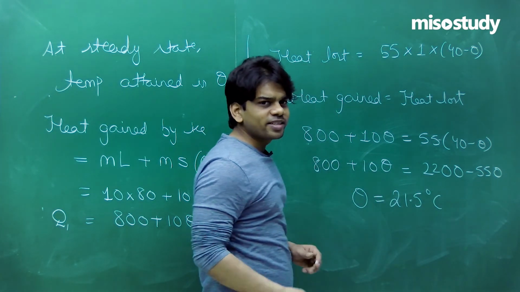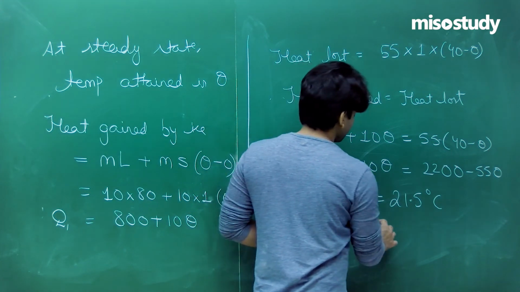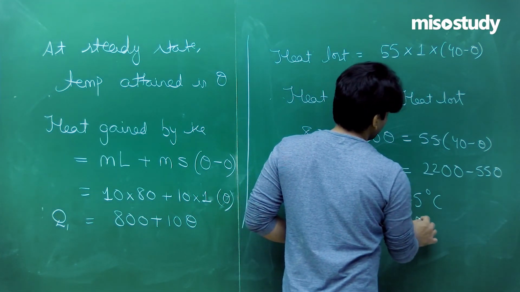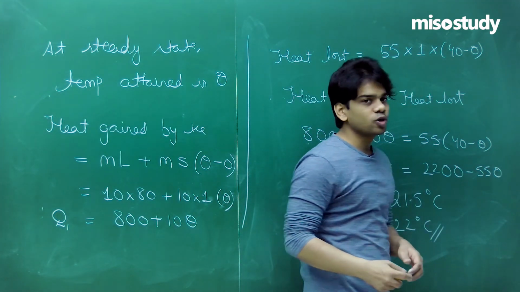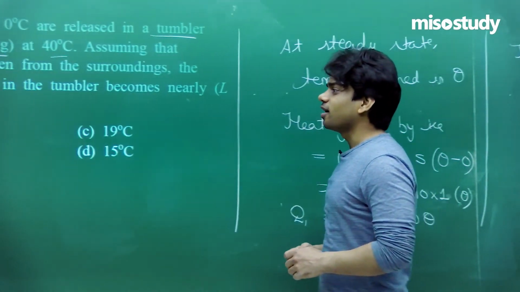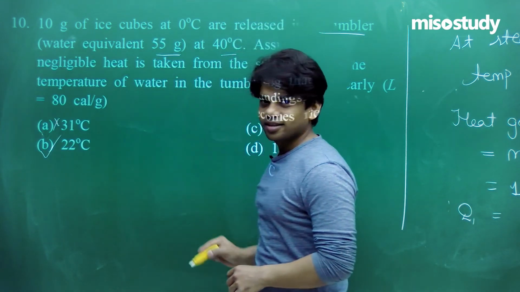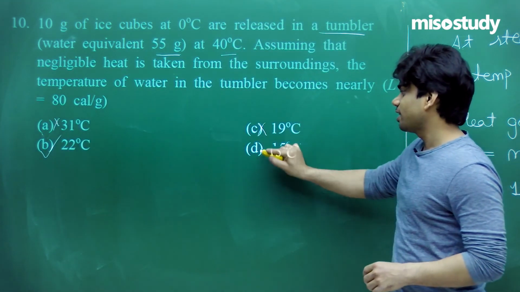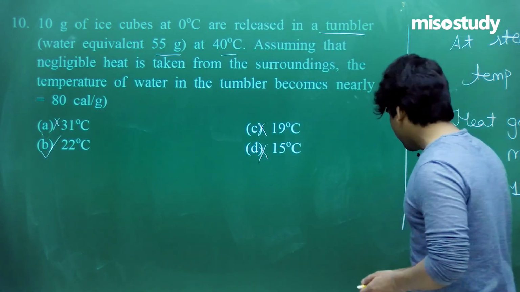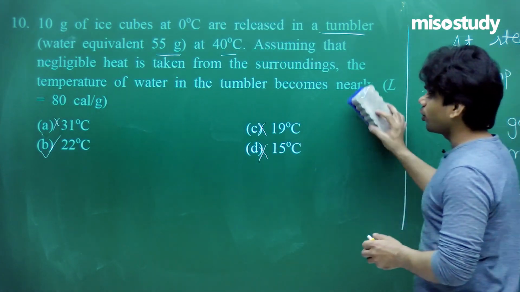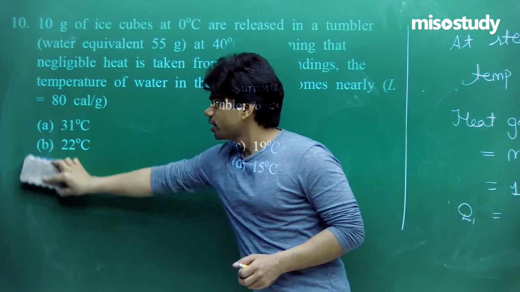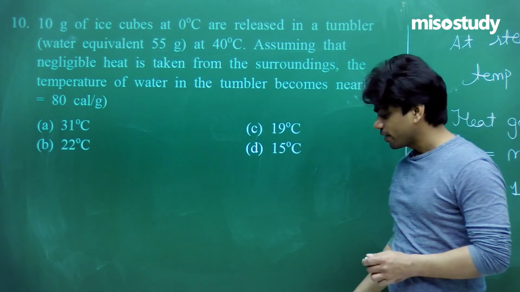Now 21.5 degrees Celsius is very near to 22 degrees Celsius. Let's check with the options. A 31, that's incorrect. B 22, that's the right answer. C 19 incorrect, D 15 incorrect. Hope that you have got how to solve such kind of question. It's not too tough a question and we can easily solve this by the principle of calorimetry.